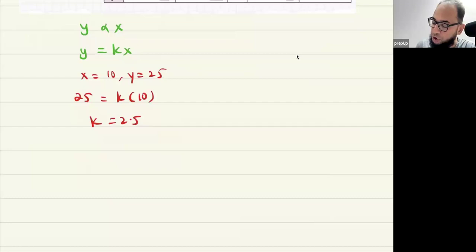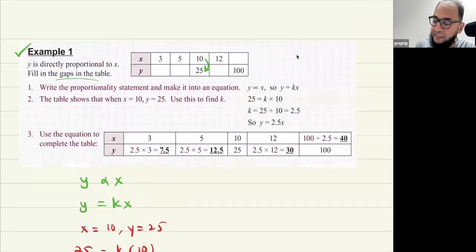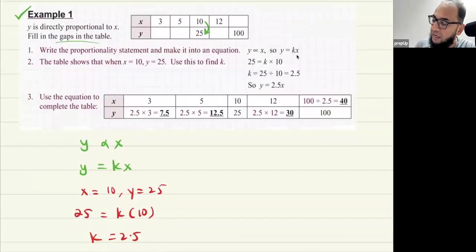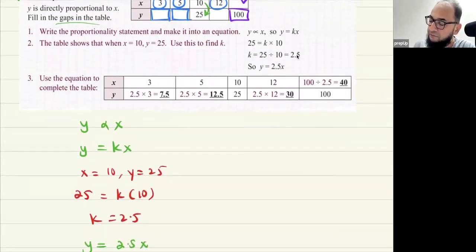Therefore, what is the equation? The equation is y is equals to 2.5x. So fill in the gaps in the table. Now, if we plug in the values of x, we'll find corresponding values of y. If we plug in the value of y, we'll find the corresponding value of x. Just like that. So there is nothing special over here. We plugged in 3. We find the value of y. We plugged in 5. We find the value of y. It's 2.5 times the other. 12, 2.5 times 12, 30. This is 100. 100 divided by 2.5 is 40.